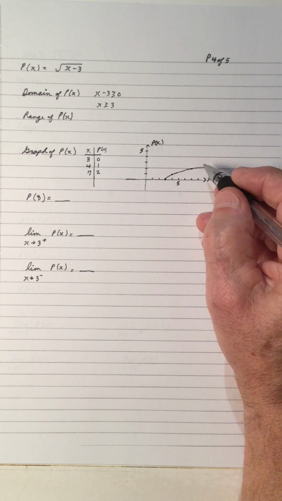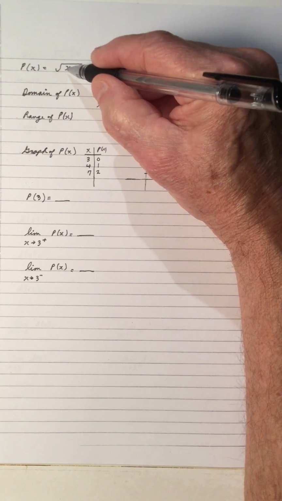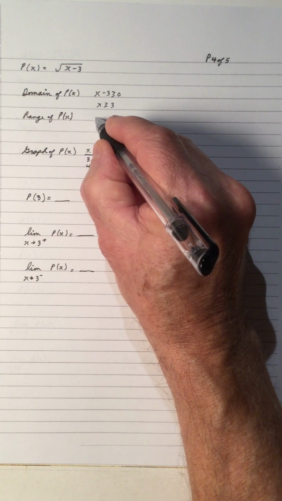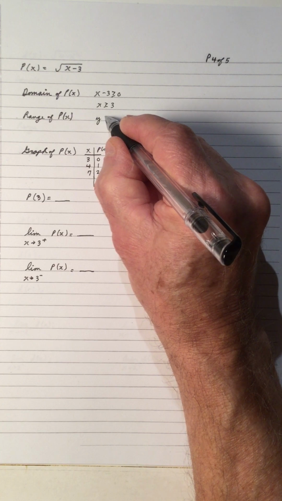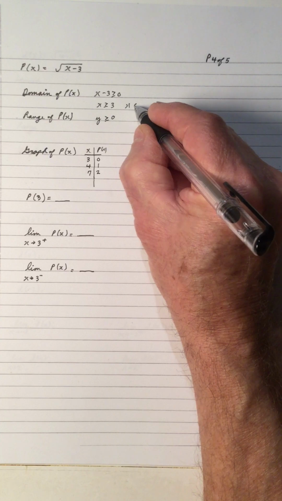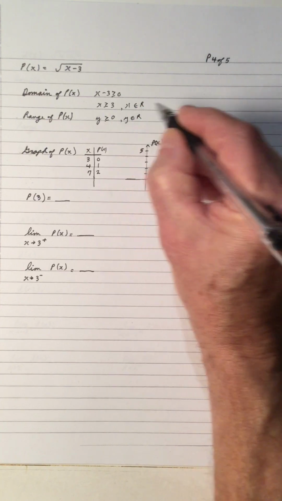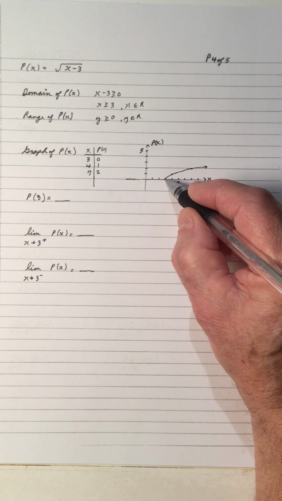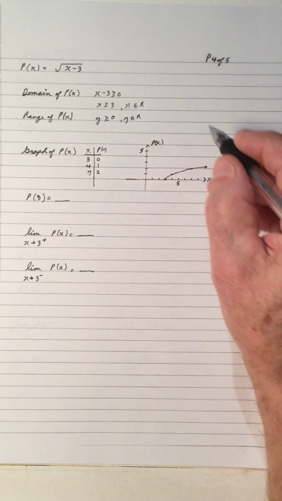And range, the range here, you can see the y values. We started at 0, so when you put a 0 in here, y is 0. So the range is the y, or the p of x, y is greater than or equal to 0. And again, we're talking about x belongs to the real numbers, and this is y belongs to the real numbers. That's why I have the shading. So the range, the y values here start at 0 and go upward. Y is greater than or equal to 0 on the reals.